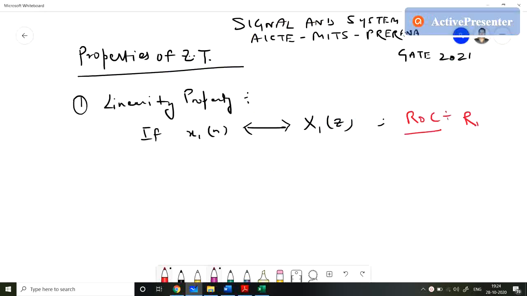Welcome to GATE class. In this class, we will discuss the various properties of Z transform. The first property is the linearity property.